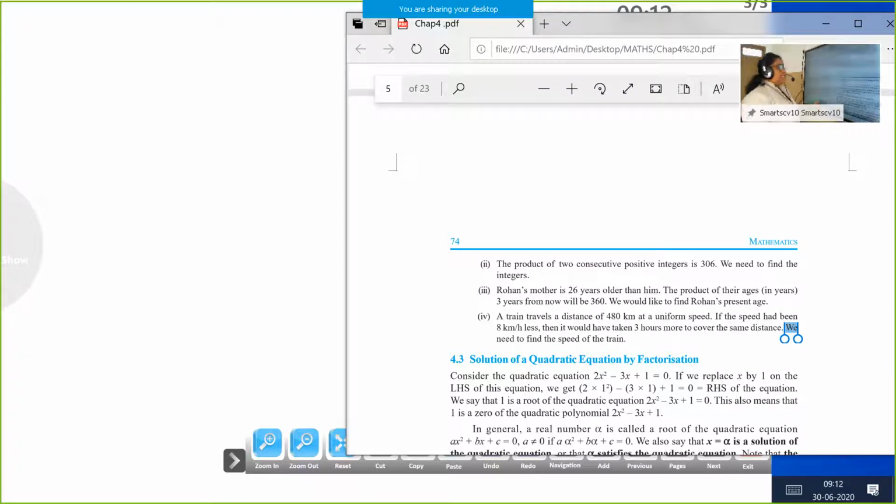Clear? The simple question. Rohan's mother is 26 years older than him. That means we assume Rohan's age be x. His mother's age is x plus 26. Then the product of their ages 3 years from now: Rohan's age will be x plus 3, and his mother's age will be x plus 26 plus 3. That will be equal to 360. Clear?